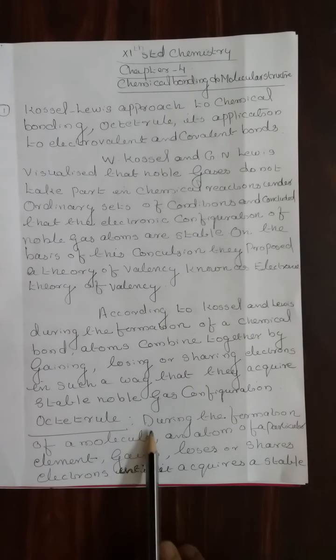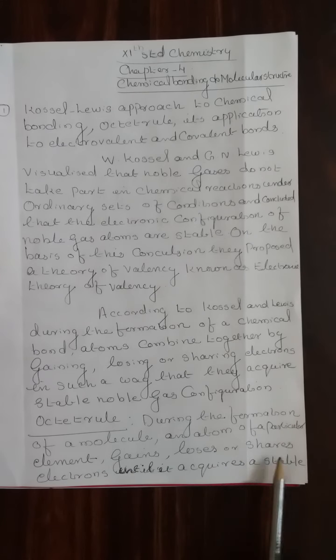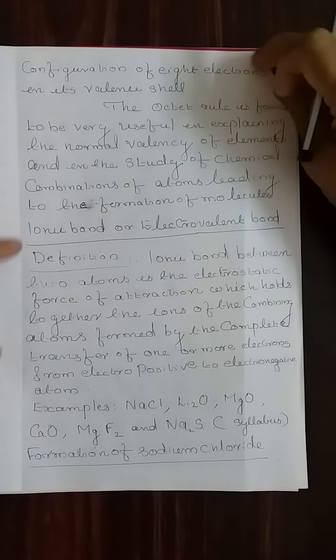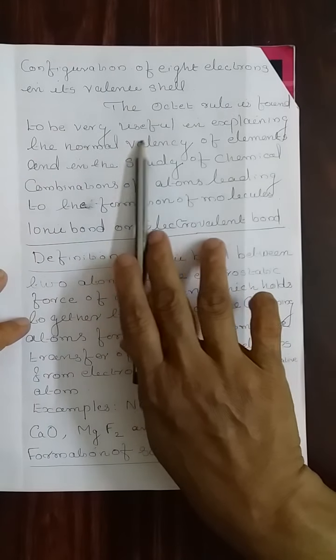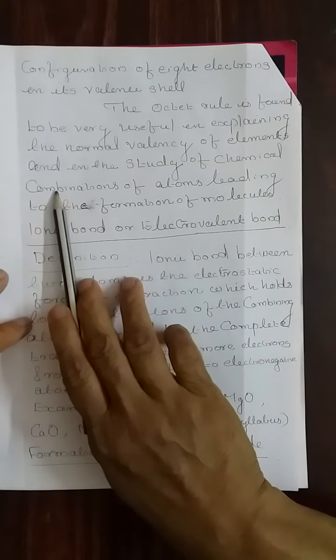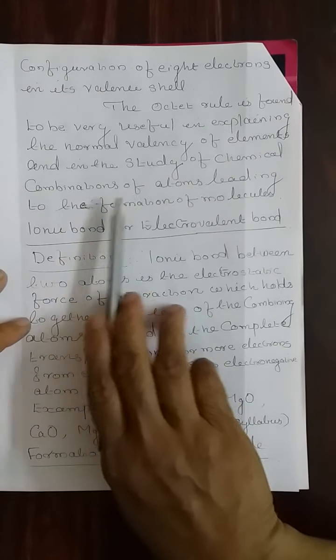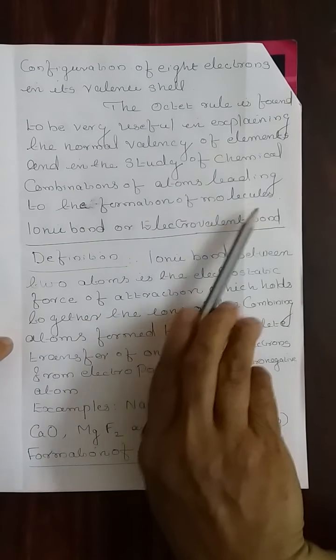Now, octet rule. During the formation of a molecule, an atom of a particular element gains, loses or shares electrons until it acquires a stable configuration of 8 electrons in its valence shell. The octet rule is found to be very useful in explaining the normal valency of elements and in the study of chemical combinations of atoms leading to the formation of molecules.